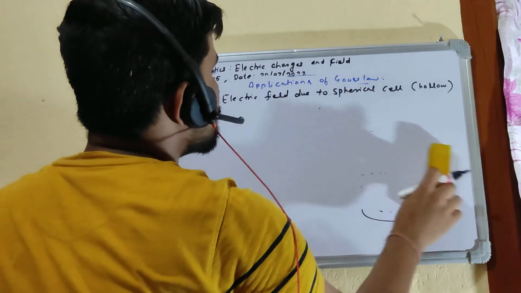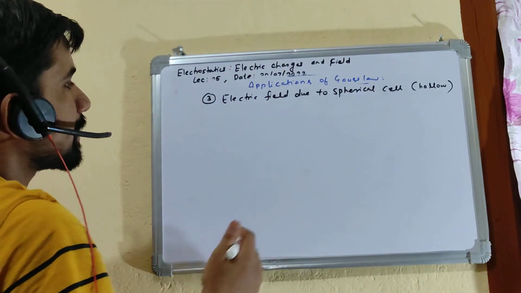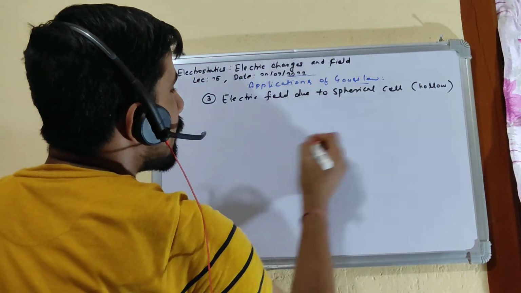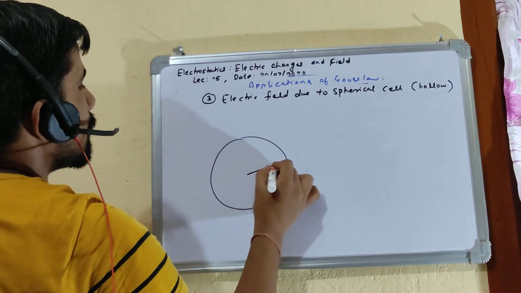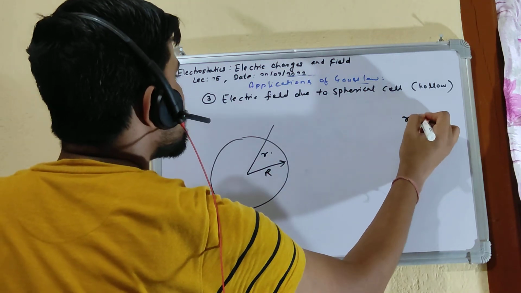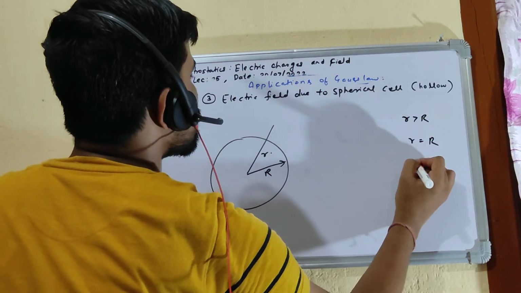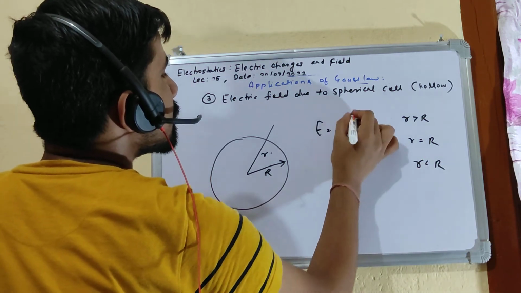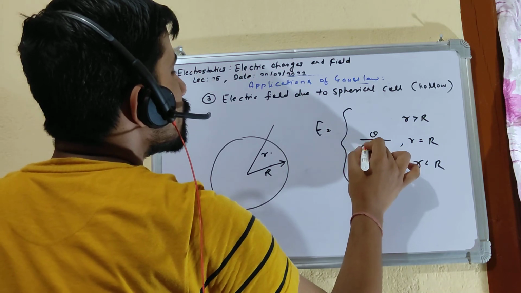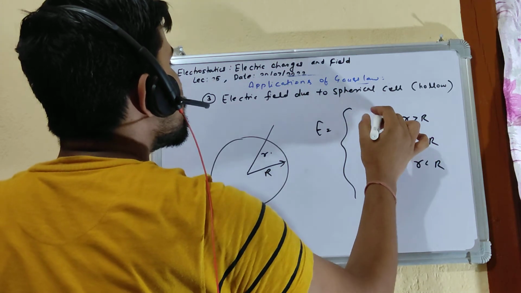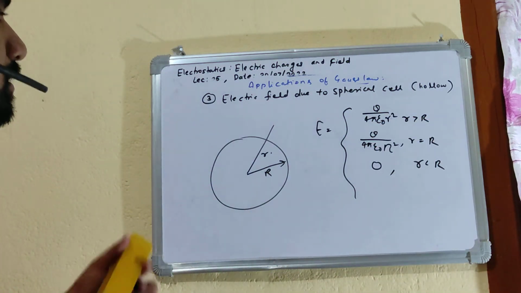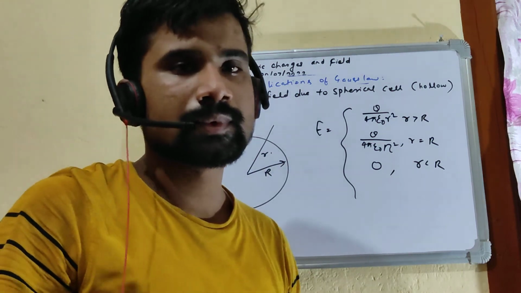So if I bring all three here and try to write it, let's say this was my diagram, R, and r is my point of interest. For the case where r is greater than R, r equal to R, and r less than R, the electric fields will be: zero here, Q by 4 pi epsilon naught R square here, and Q by 4 pi epsilon naught r square here, right? So this is the electric field for a hollow sphere.